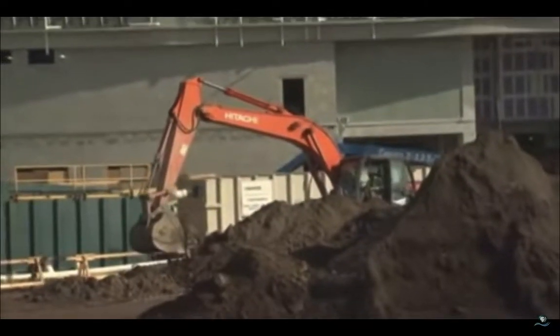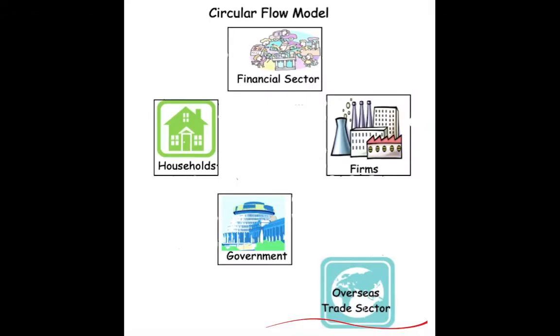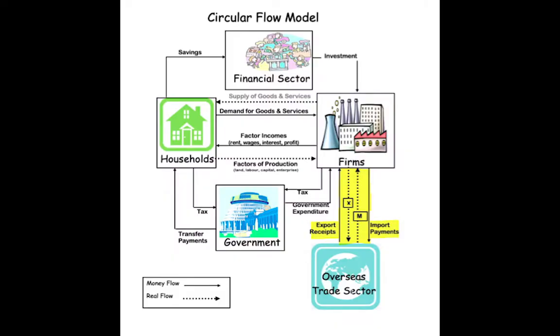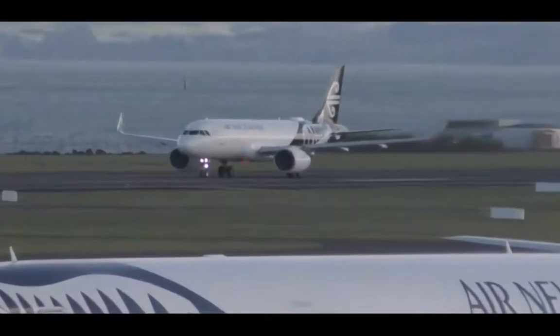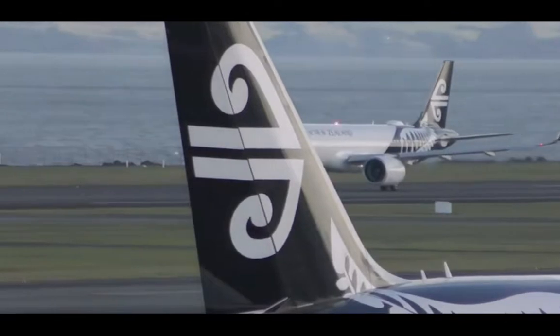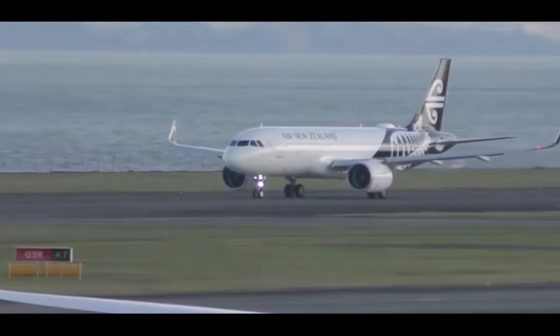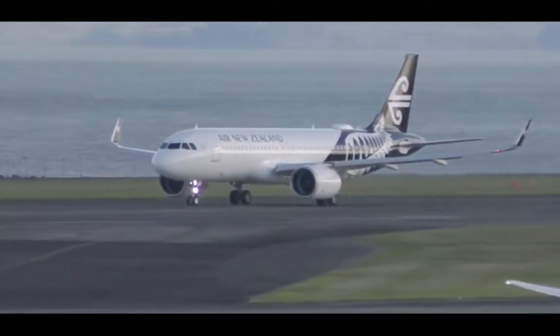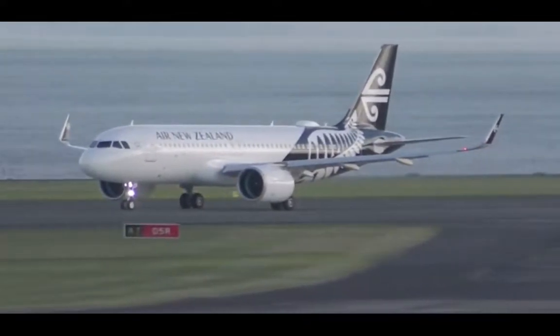The next sector we are going to talk about is the overseas trade sector, also known as the international trade sector. The overseas trade sector has 4 flows connecting it to the New Zealand economy: exports, export receipts, imports and import payments, which have all been covered briefly, but this will go into a bit more detail.